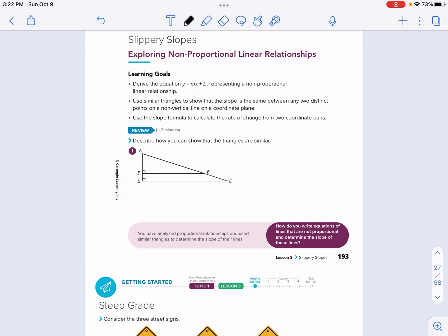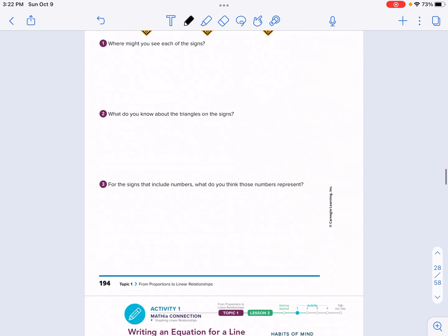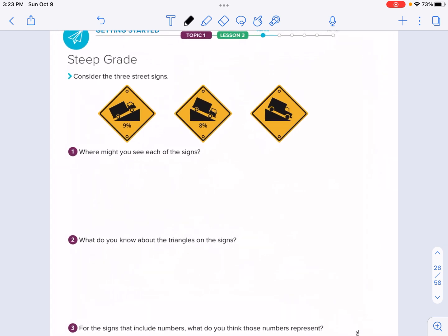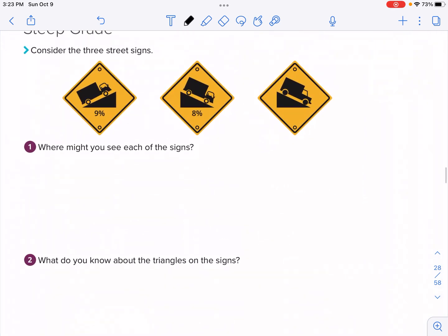We're going to forego the review. This was just to prove that these two triangles are similar, but let's go to page 194. Okay, so for 194, we're looking at these three shapes here. Consider the three street signs. So number one, where you see each of the signs.